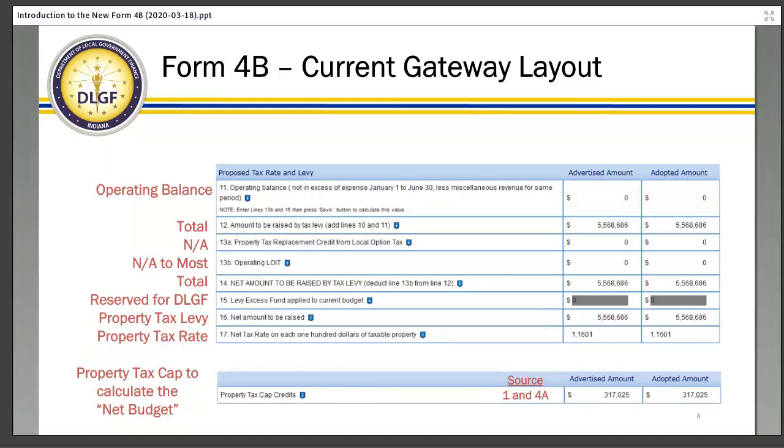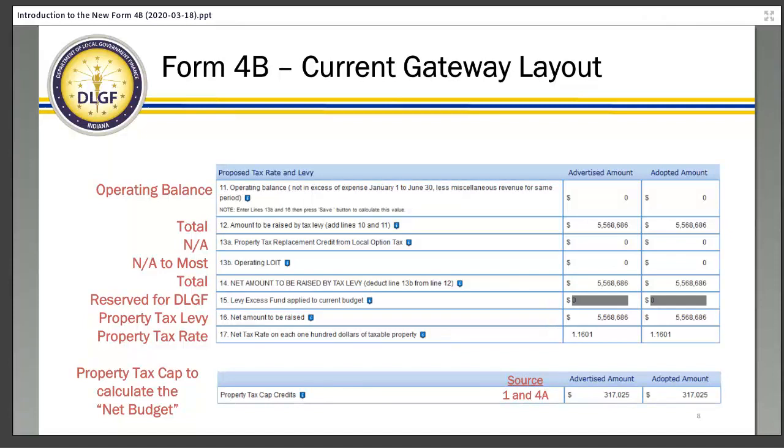Line 15 is a line reserved for the department for levy excess calculations. Line 16 is the amount of levy to be raised. So this is what you're advertising, this is what you're adopting. This is what we should be looking at on a line like this: the amount of levy that will ultimately work its way to your budget order.